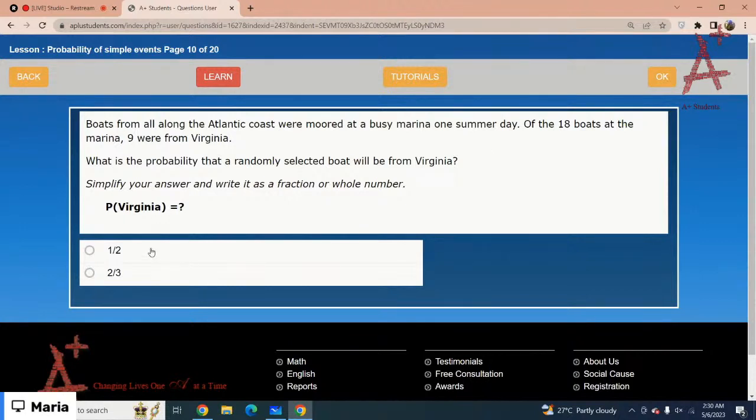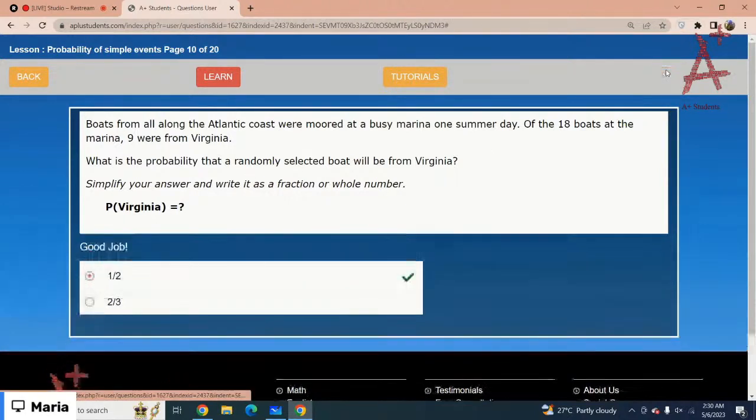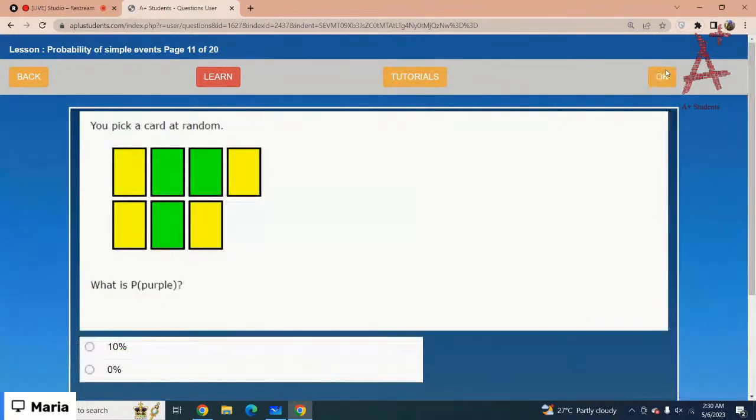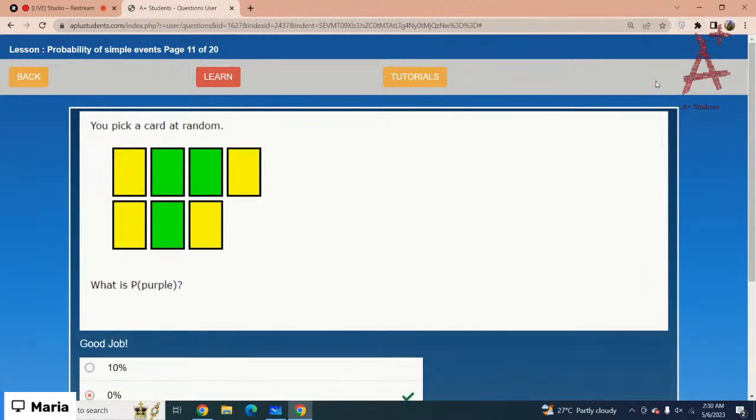It is 9 over 18, and that equals 1 over 2. Okay, you pick a card at random. What is the probability of purple? It would be 0 because you don't have any purple card here. So, it would be 0%.